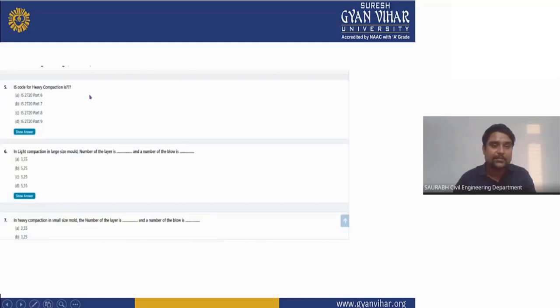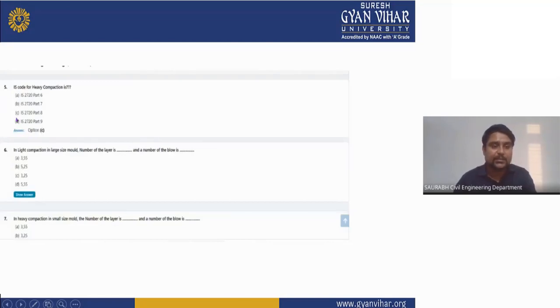Come to the next question. IS code for heavy compaction. Here IS 2720 part 7 is given, but this is not the answer. This is also a wrong answer. IS 2720 part 8, that will be your right answer. IS code 2720 part 8 is the code for heavy compaction.